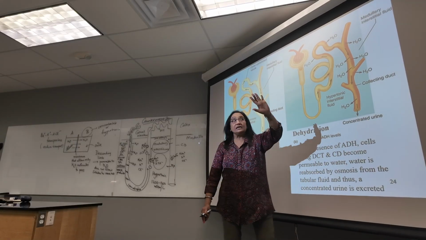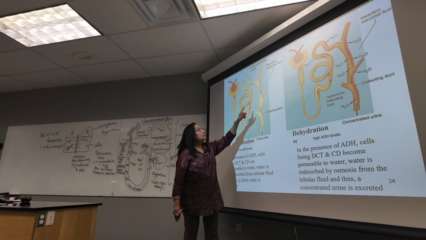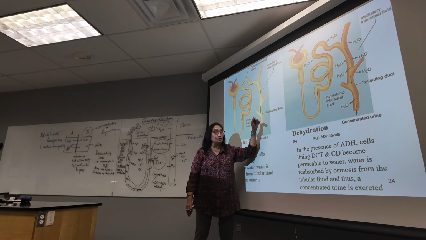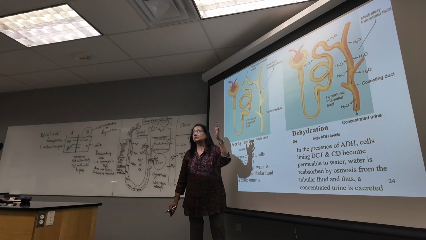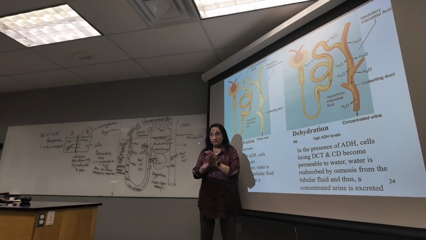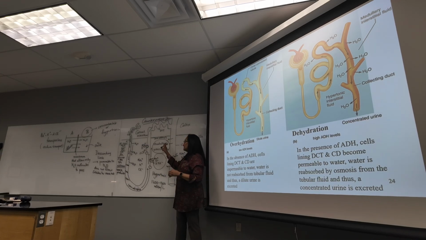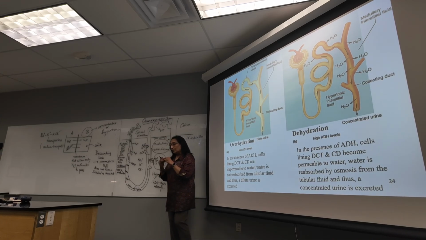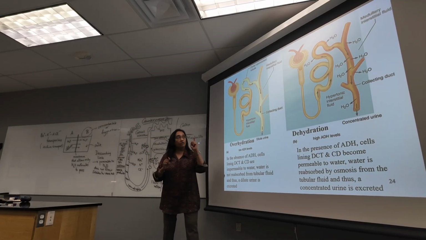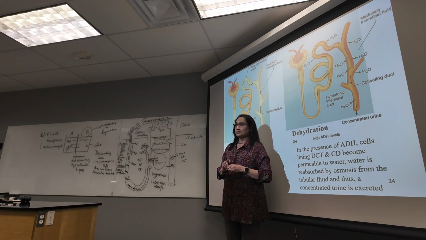Okay. But if ADH is not being secreted, if the body does not require extra water, the DCT and the collecting duct will not be permeable to water. So the urine that comes out is going to be extremely watery. It's going to be dilute. So with the help of ADH and with the help of this loop that creates this hypertonic interstitium, the body can reabsorb water if needed, or it can throw out the excess water in urine if it is not necessary.